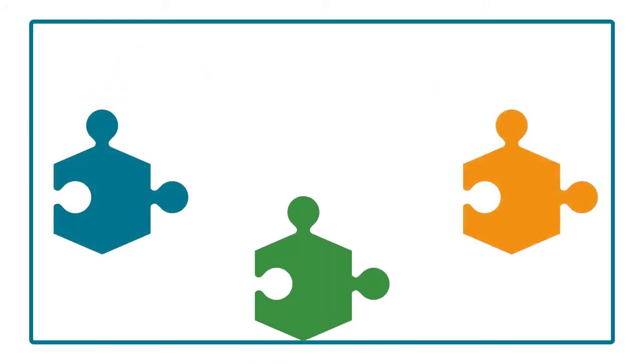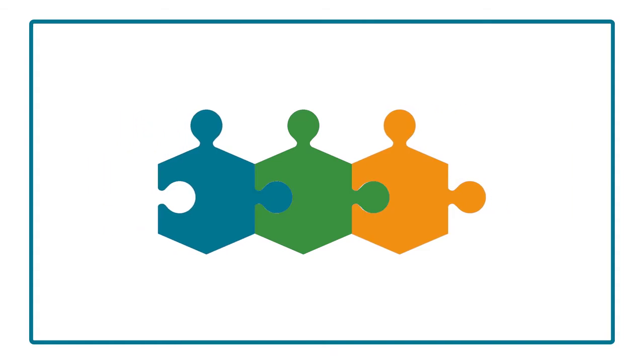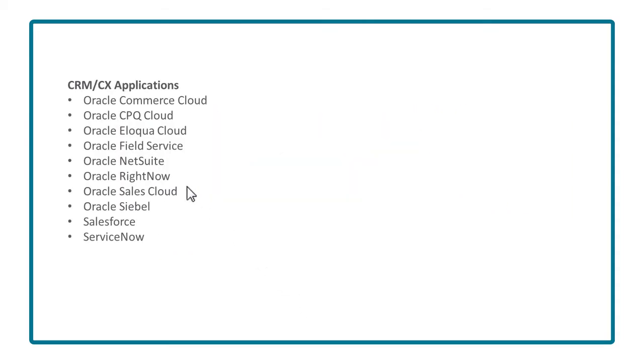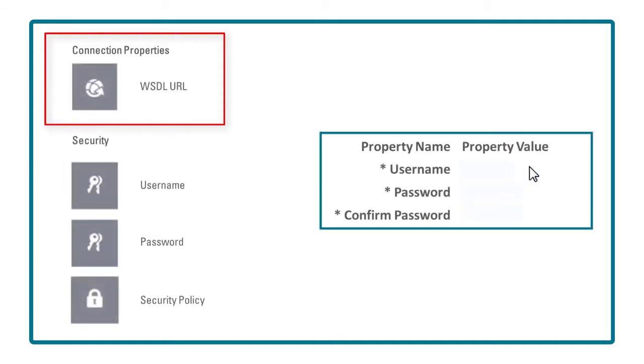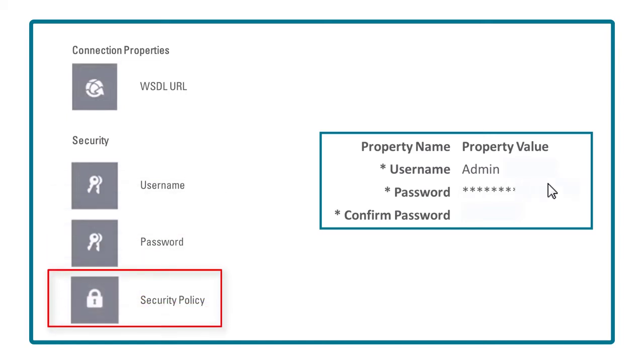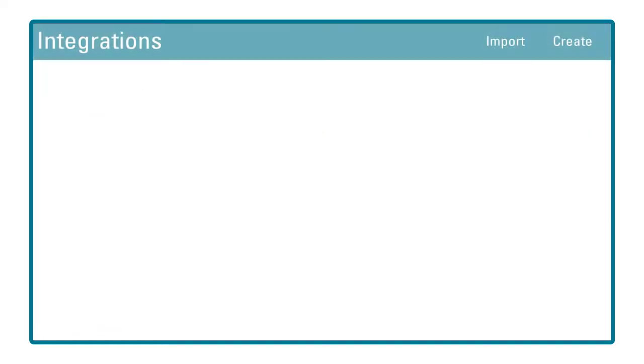Before you define an integration, you create connections for the application you want to integrate. To create a connection, you select your adapter from a list and add basic information like WSDL URLs, credentials, security policies, or other configuration values specific to the application you're connecting to. After your connections are created, you're ready to build an integration.